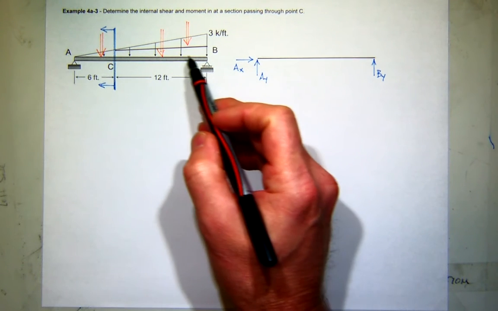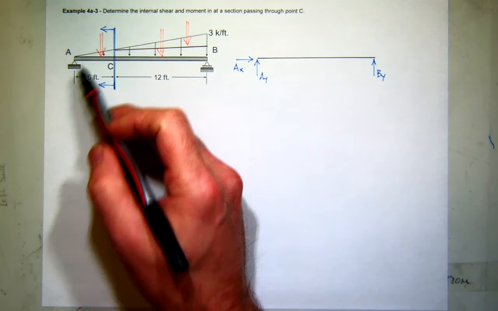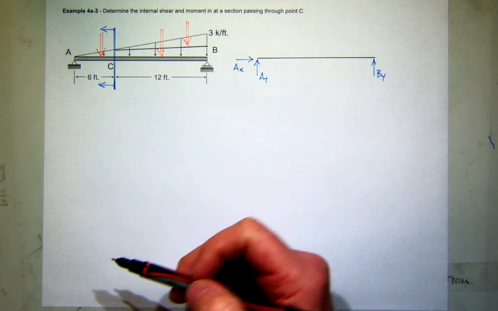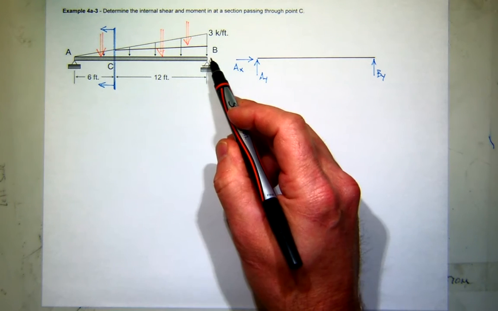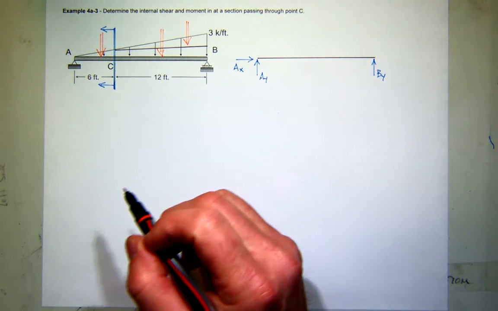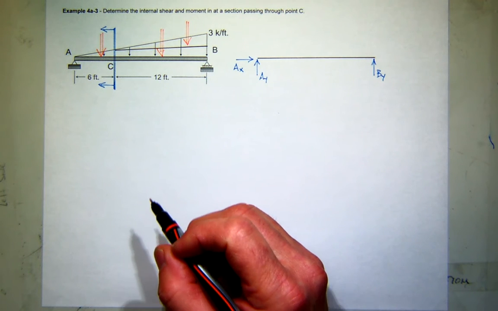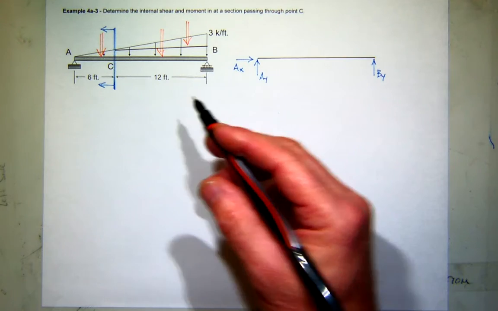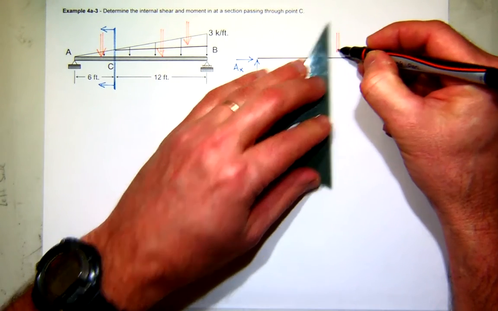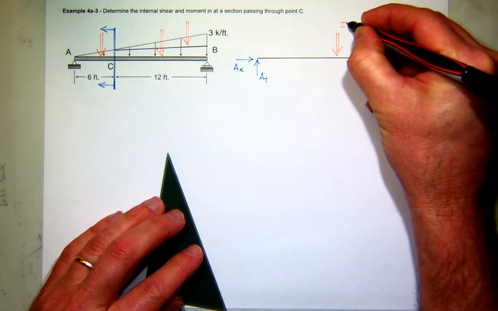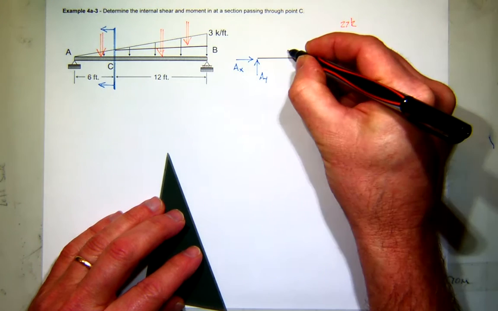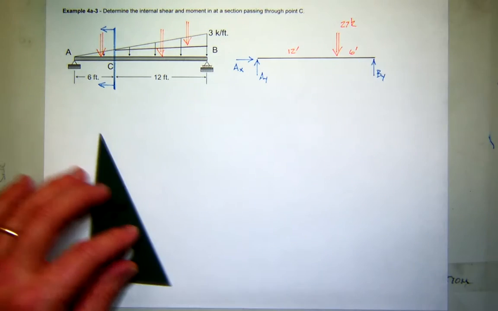Now, I need to find these reactions for the structure. If you look over the whole structure, the structure is a triangular distributed load. So what would be the concentrated equivalent of that? Well, the area of a triangle, 1/2 base times height. The base looks like to be 18. The height is 3. So that should be 9 times 3, which is 27. Does that seem reasonable? And it will occur 1/3 of the length from the big end. So it looks like I have a 27 kip force, and this will be located 6 feet from B or 12 feet from A.